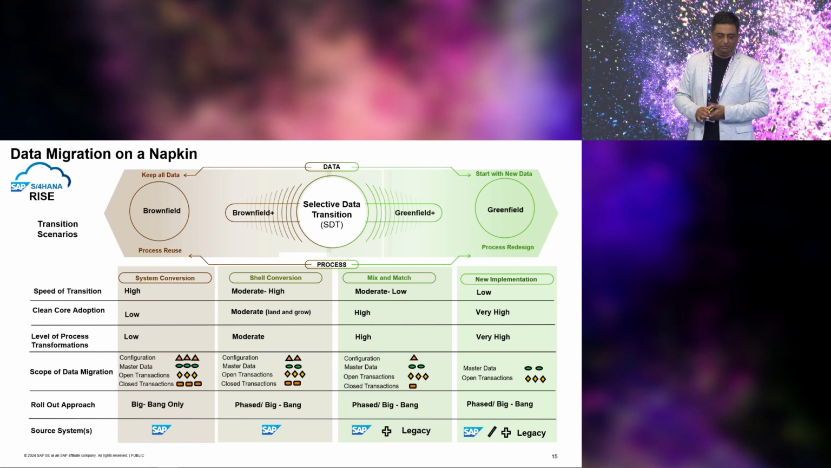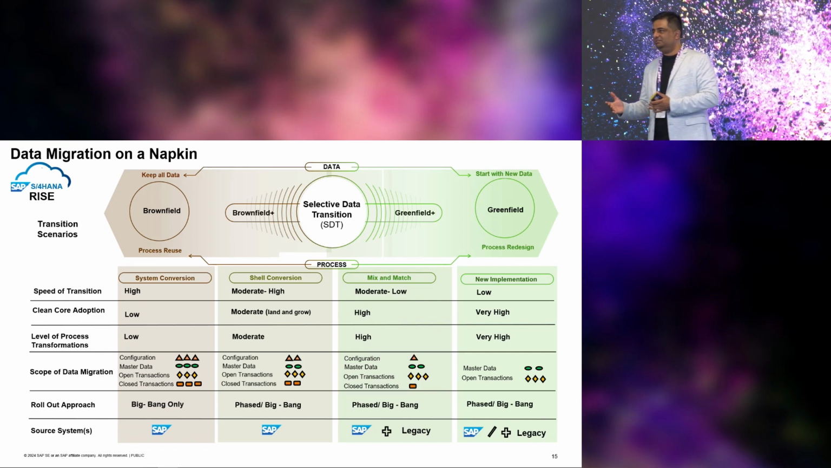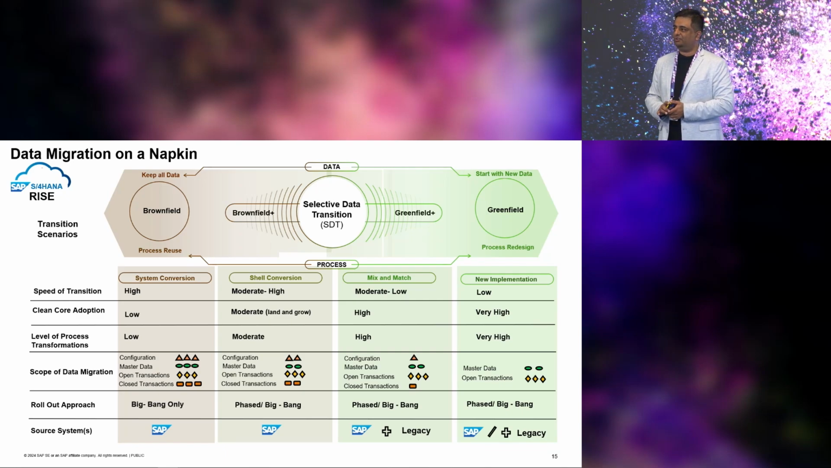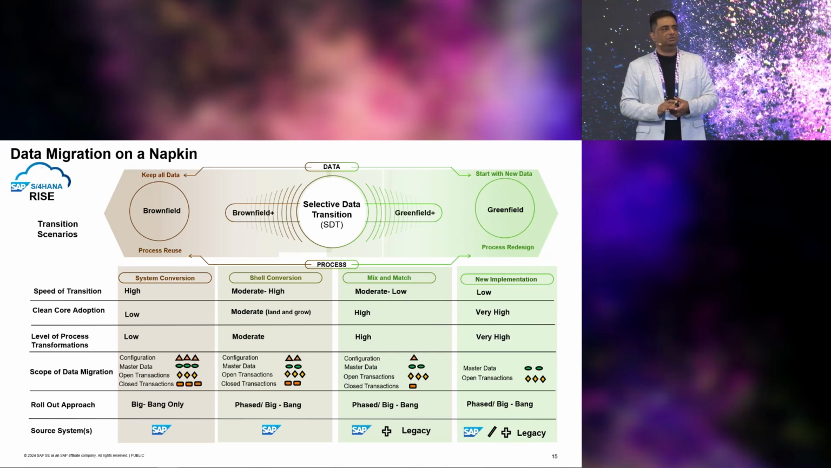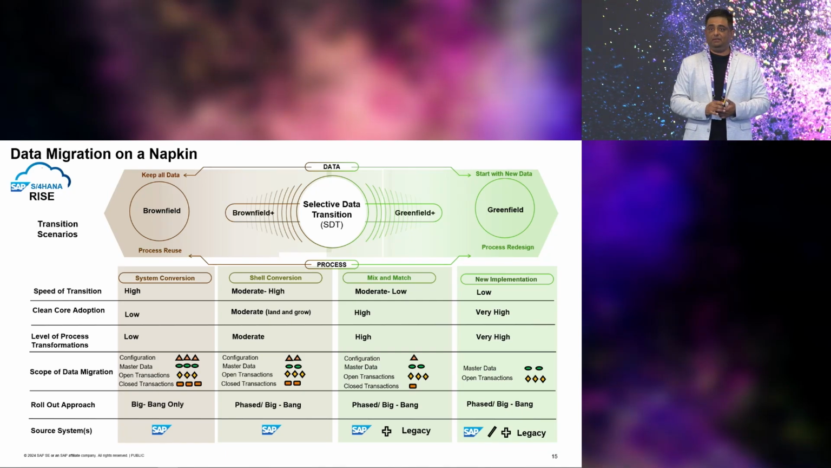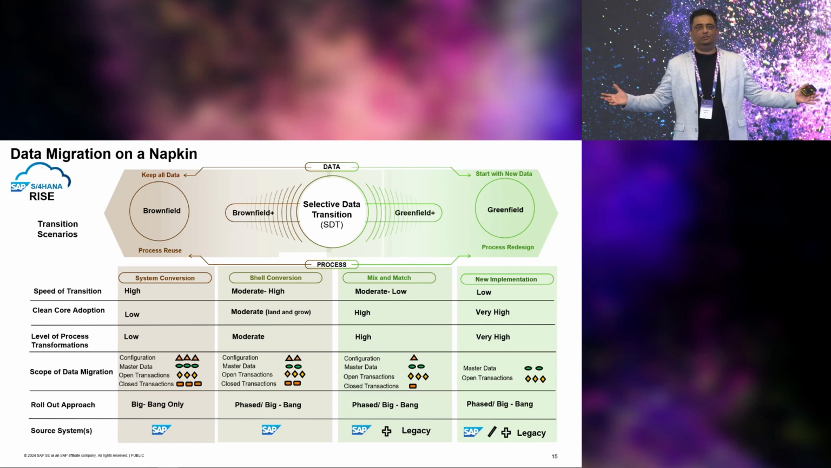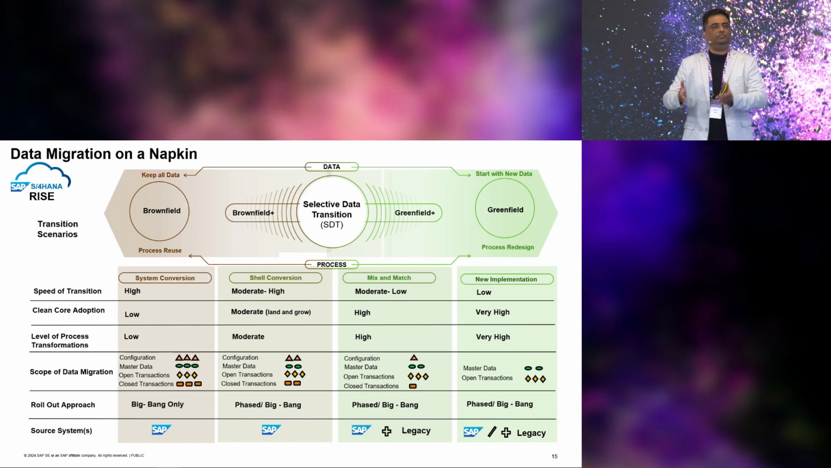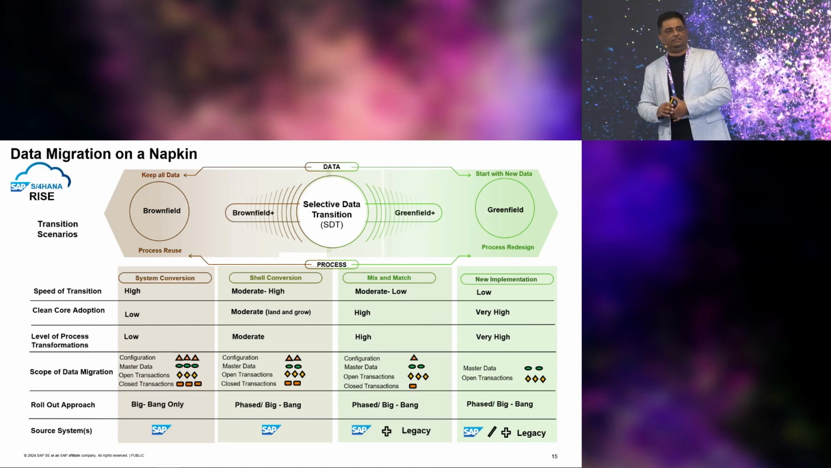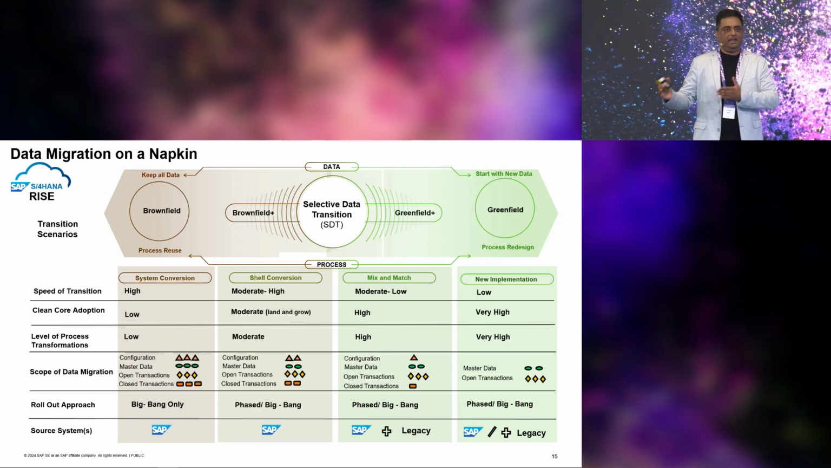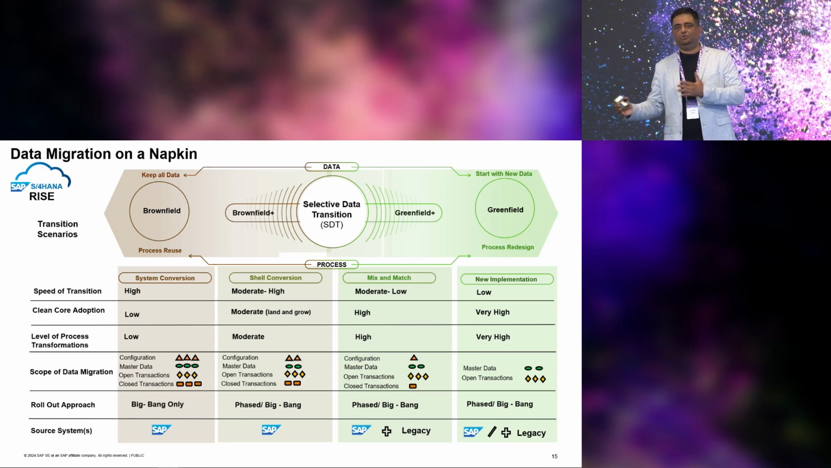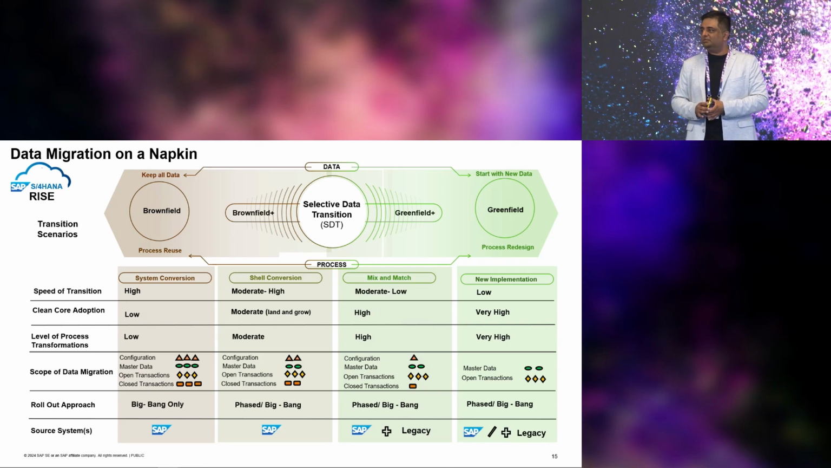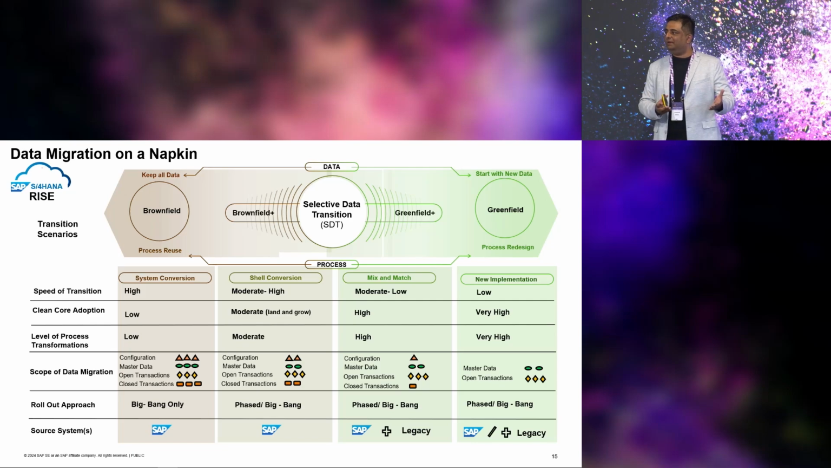into your target environment. Rollout scenarios, this is again an important aspect for our customers to decide whether you should go for a complete big bang, where you take all your businesses across all your regions and go for one big bang go-live, or you roll out in phases based on companies and countries. With selective data transition and new implementation, you do have the possibility to go for both options. With system conversion, you only have the possibility to do a big bang.